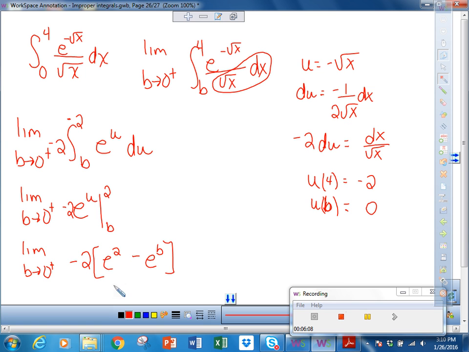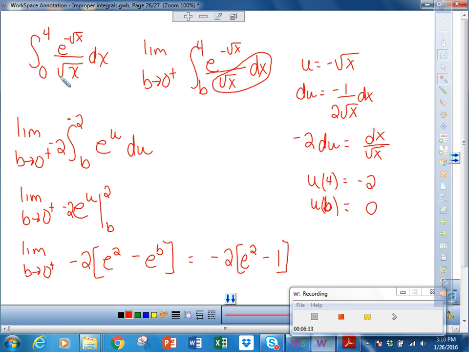Once again, this limit as b approaches 0 is simply going to be e to the 0, because it doesn't matter if I come in from the left or the right, that's going to be 0. So my answer is negative 2 e squared minus 1, because e to the 0 is just 1.